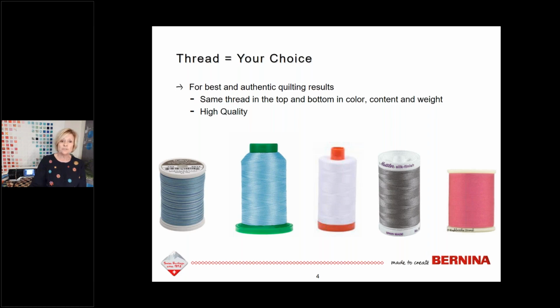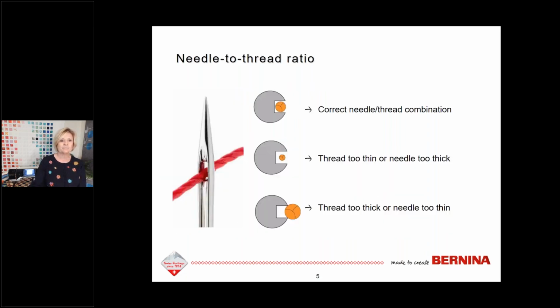Whichever you choose, there are 2 rules of thumb that I recommend for best and authentic quilting results. And that is, 1, to use the same thread in the top and the bottom in color, content, and weight. This is actually different from what we do with standard embroidery. And then the second is, of course, to choose a high quality thread.